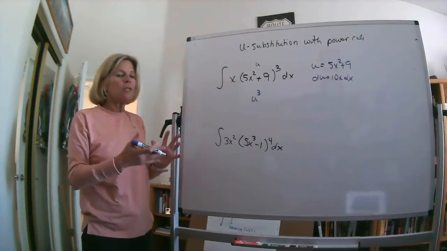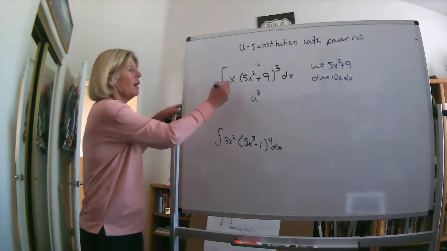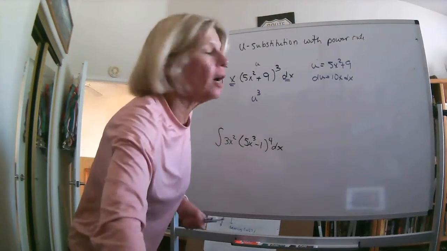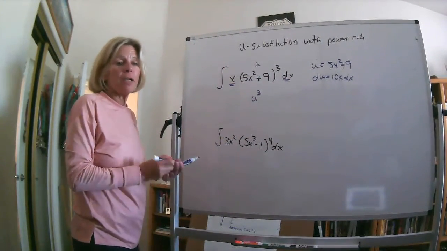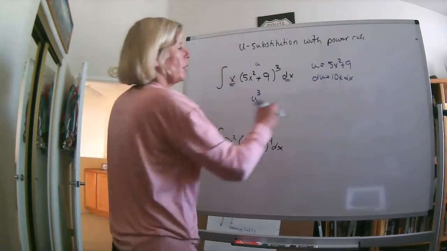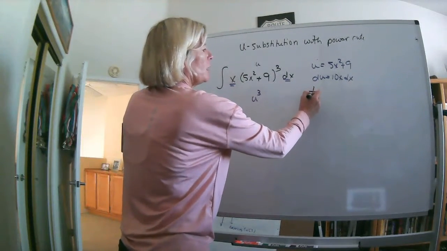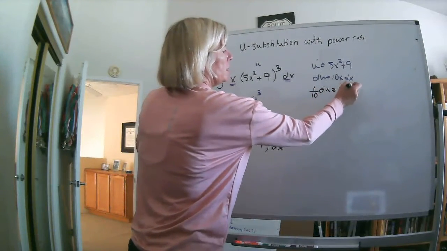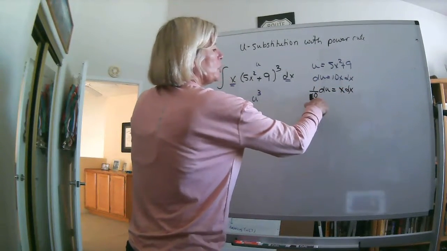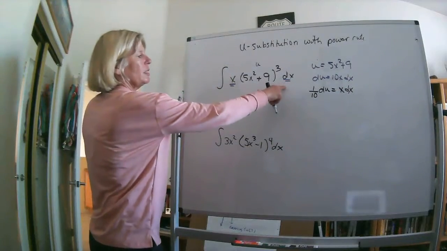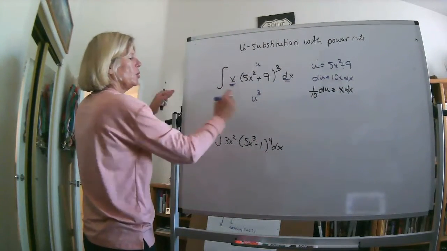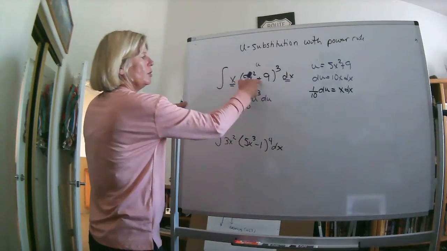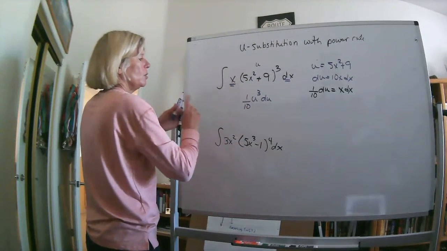When I substitute, I have to substitute exactly. I see I have an x and a dx. I do not have a 10, but I can divide by 10. I can always multiply or divide by a constant. So I can say 1/10 du equals x dx. And I'm going to make this substitution exactly into my original problem. 1/10 du, I've already substituted the u.